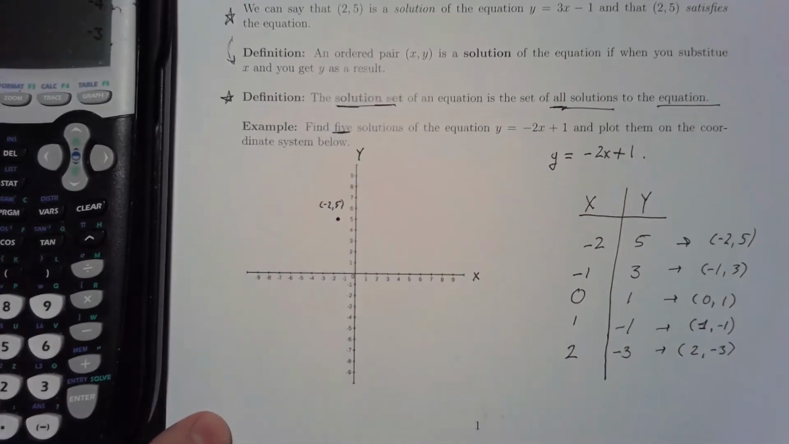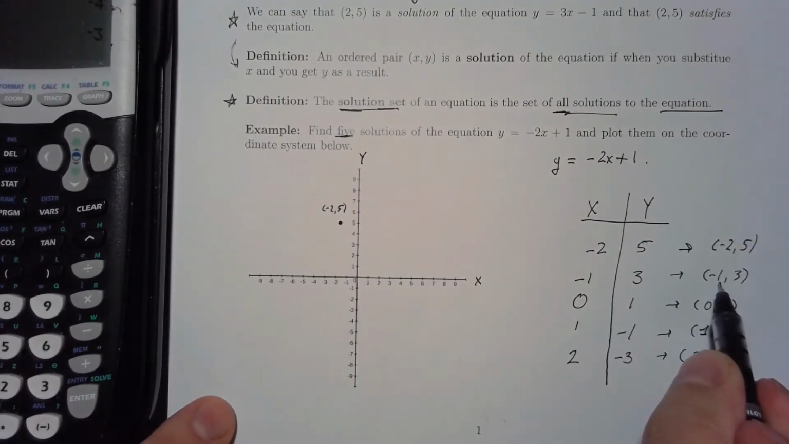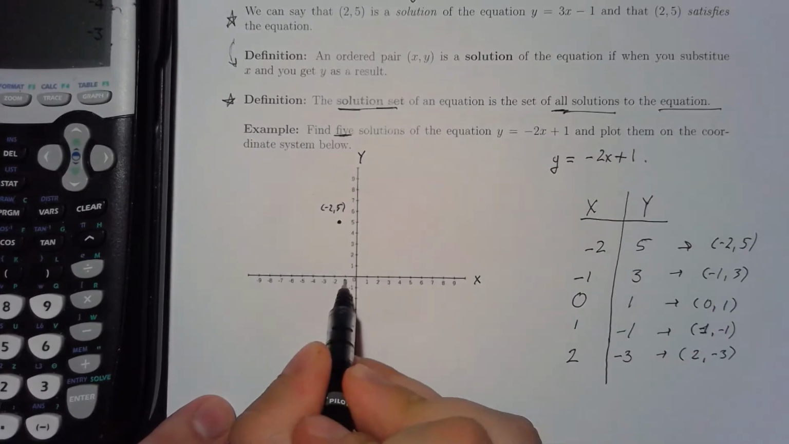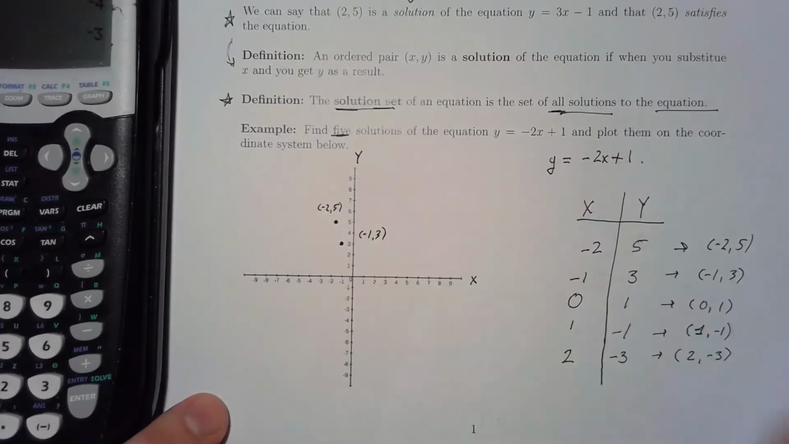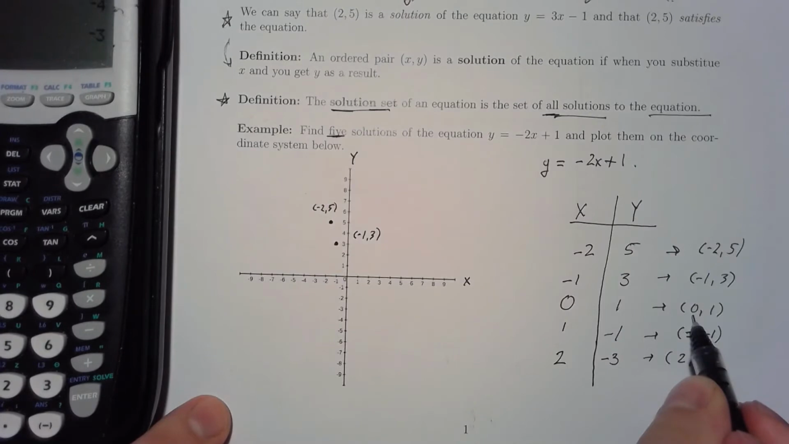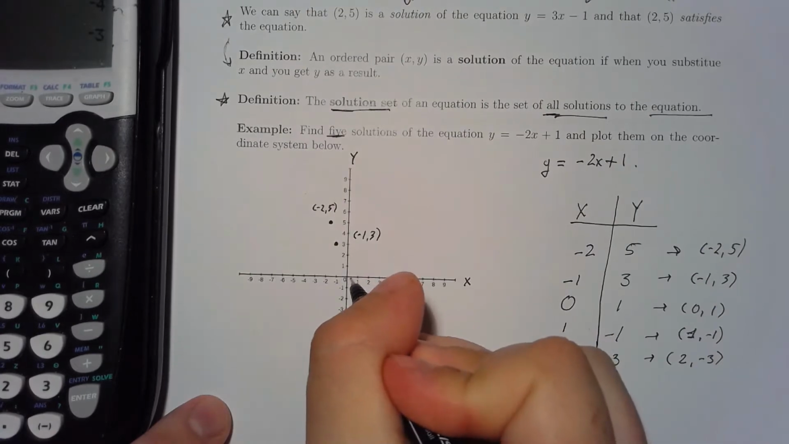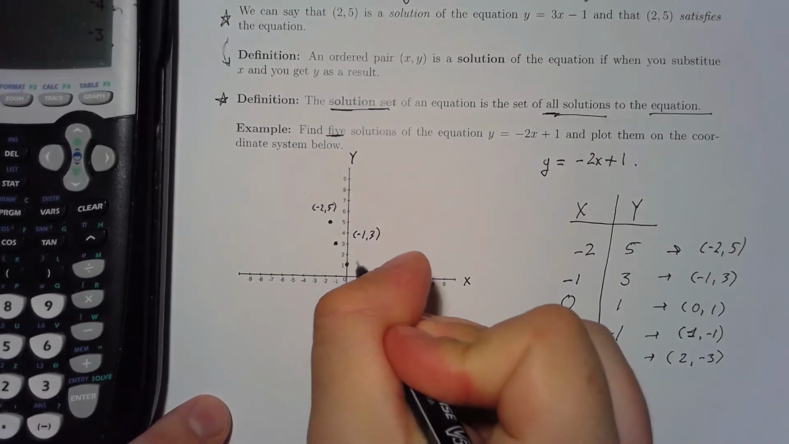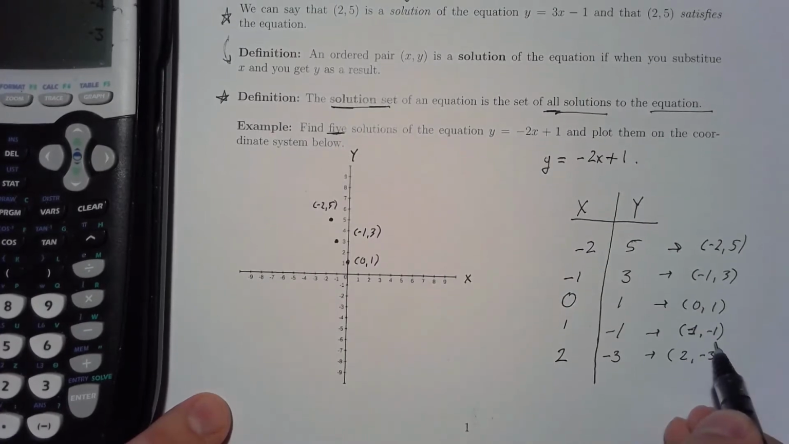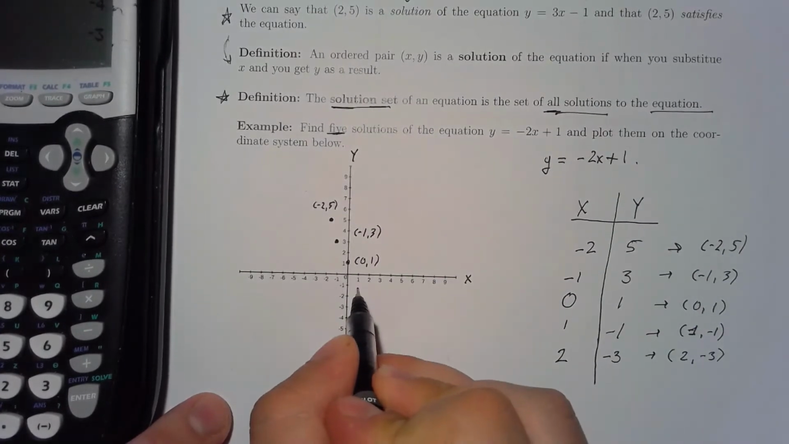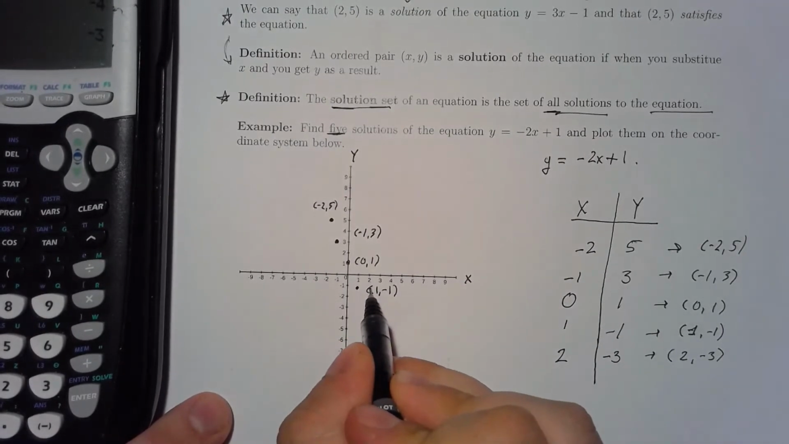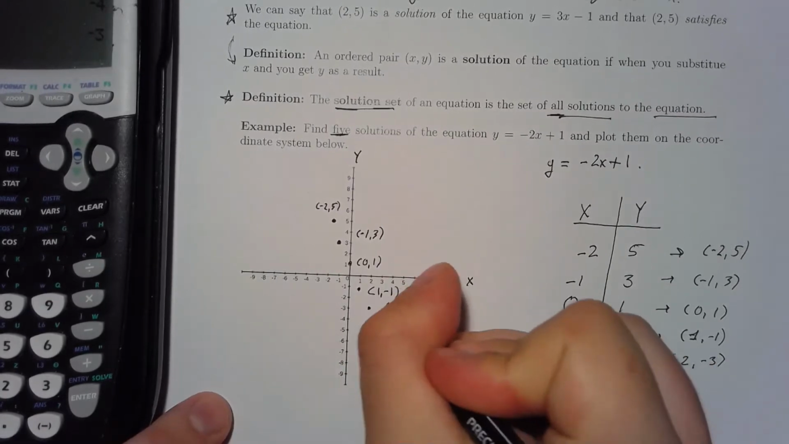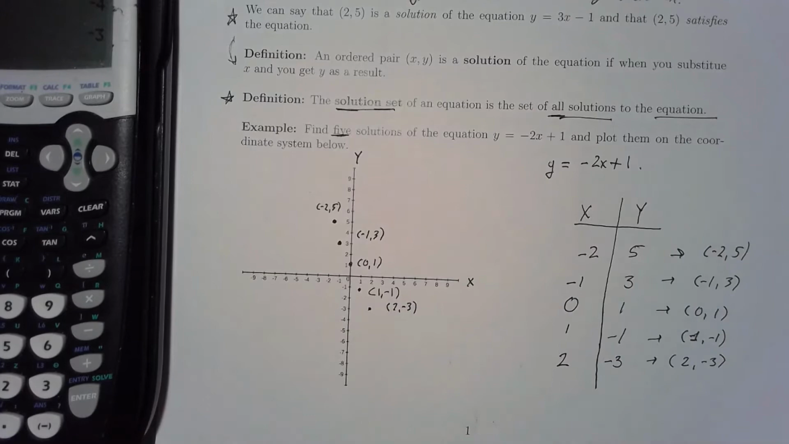So this one, I'm going to go to the left 1, up 3. So start at the origin, left 1, up 3. And that right there is -1, 3. Then 0, 1. I'm not moving anywhere in the x direction. I'm just going up 1. So I stay here horizontally, I just go up 1. And just keep going. 1, -1. Right 1, down 1. 2, -3. 1, 2, 1, 2, 3. And those are my ordered pairs.